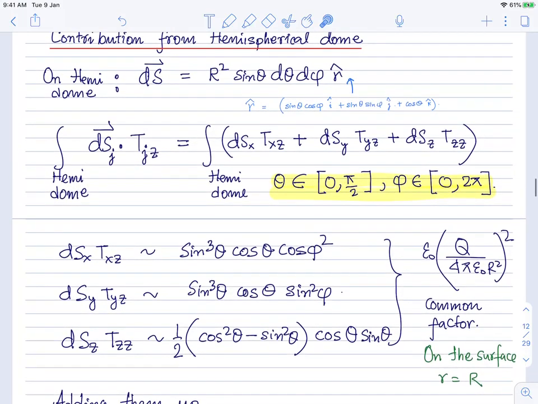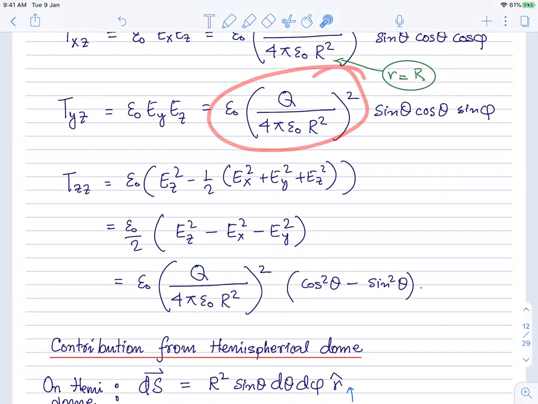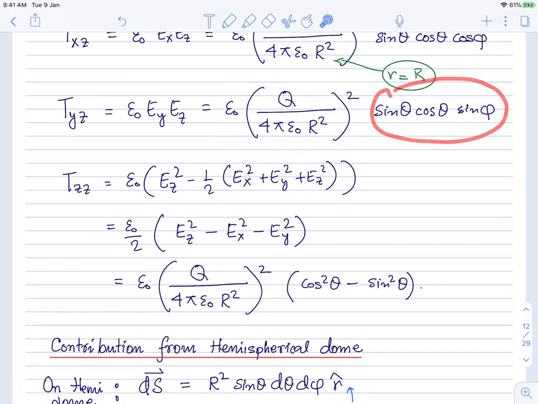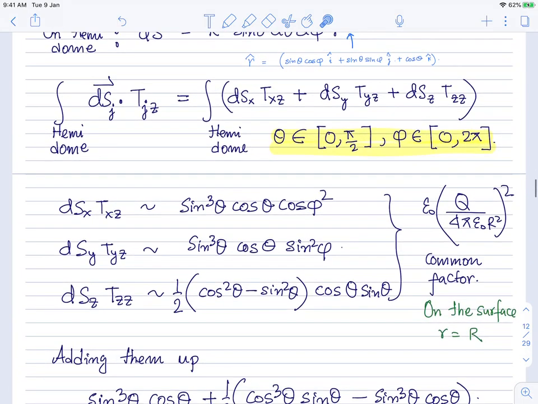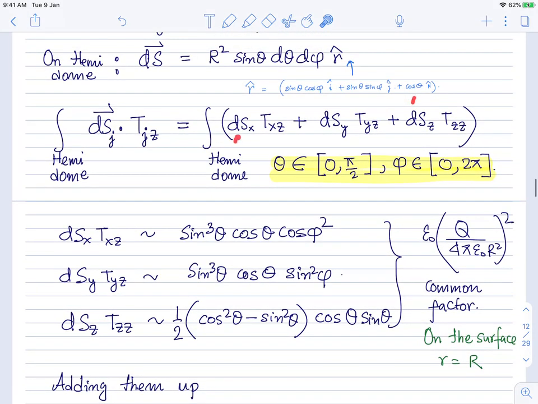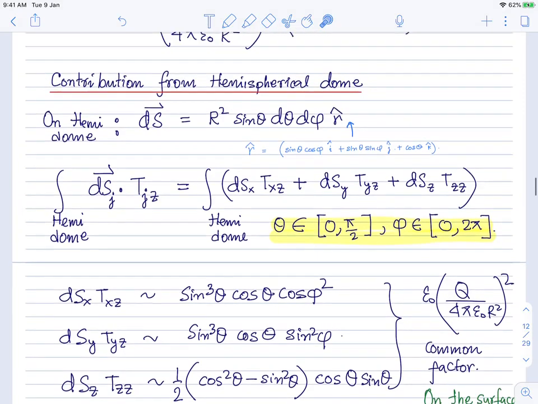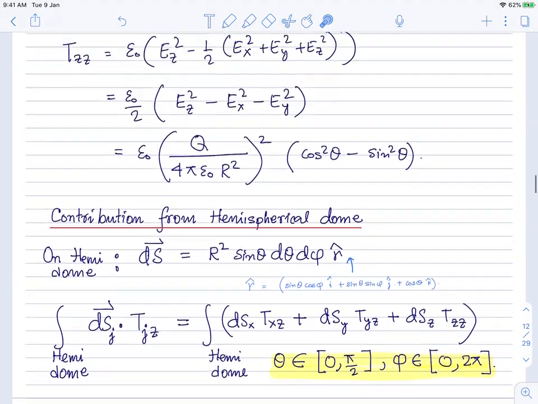So now putting everything together, dx, txz. There's of course a factor common to all three terms, but I have only kept track of the angles here. If I keep track of the angles, this dxz, for instance, is given by sine theta times sine theta, that's sine theta square, and cos phi. So that's sine theta square cos phi. And apart from this, there is also txz.